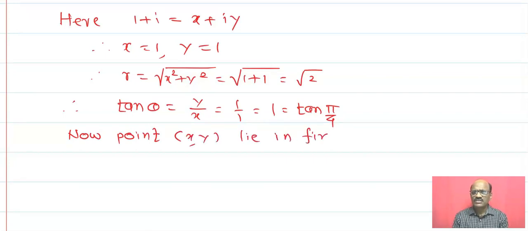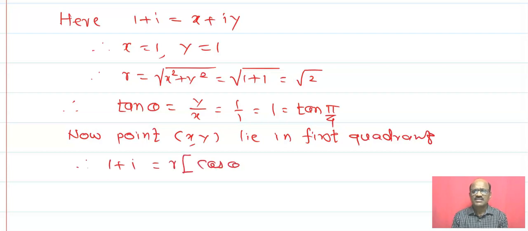It is in the first quadrant. Therefore, the angle is pi by 4. Now the point is in the first quadrant, so there is no problem of complications. Therefore, 1 plus i is written in the polar form as r cos theta plus i times sin theta.